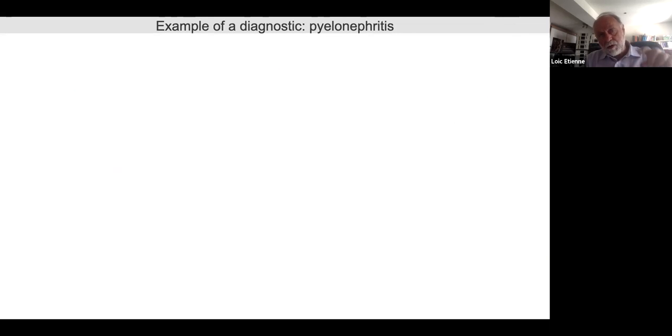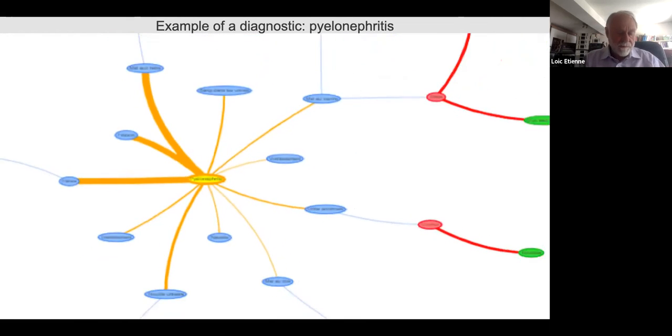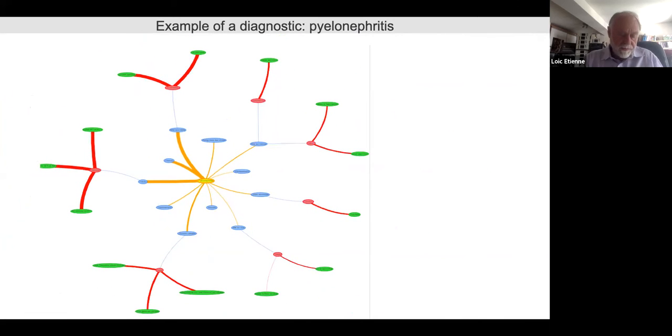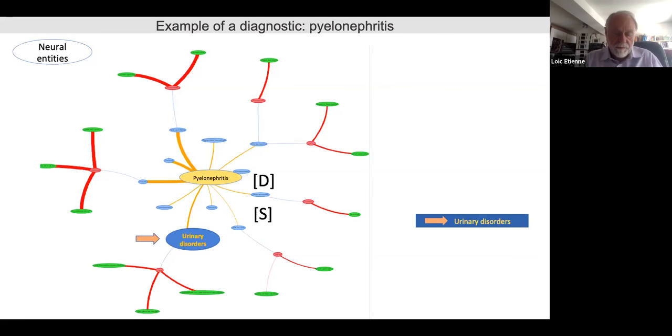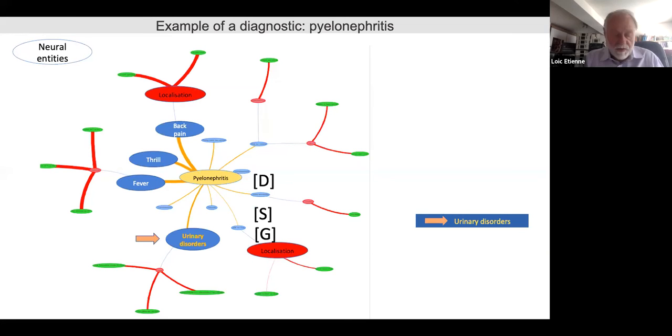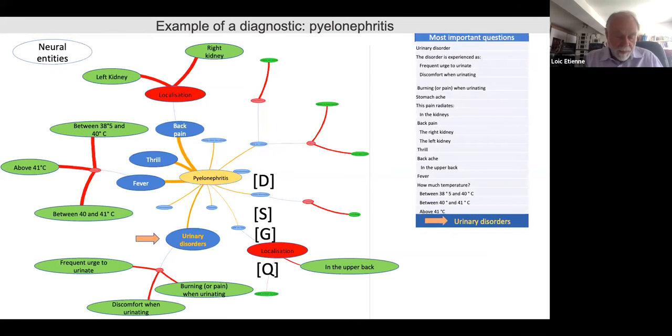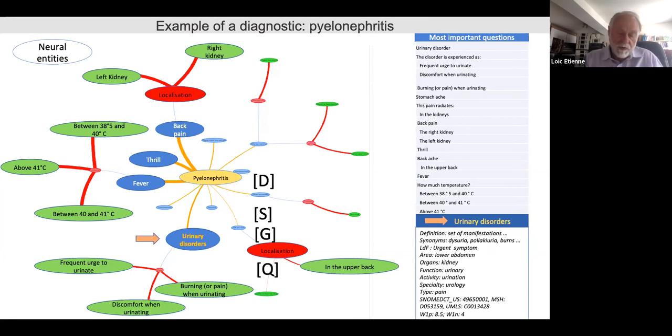I come back to pyelonephritis. Here you have the graph. Each element is a neural entity. You have here a diagnosis, the pyelonephritis, main symptom, urinary disorder, all the other signs, group of questions, here is localization, and the question. For example, if I click on the main symptom, the neural entity contains information, and I will come back to that after.